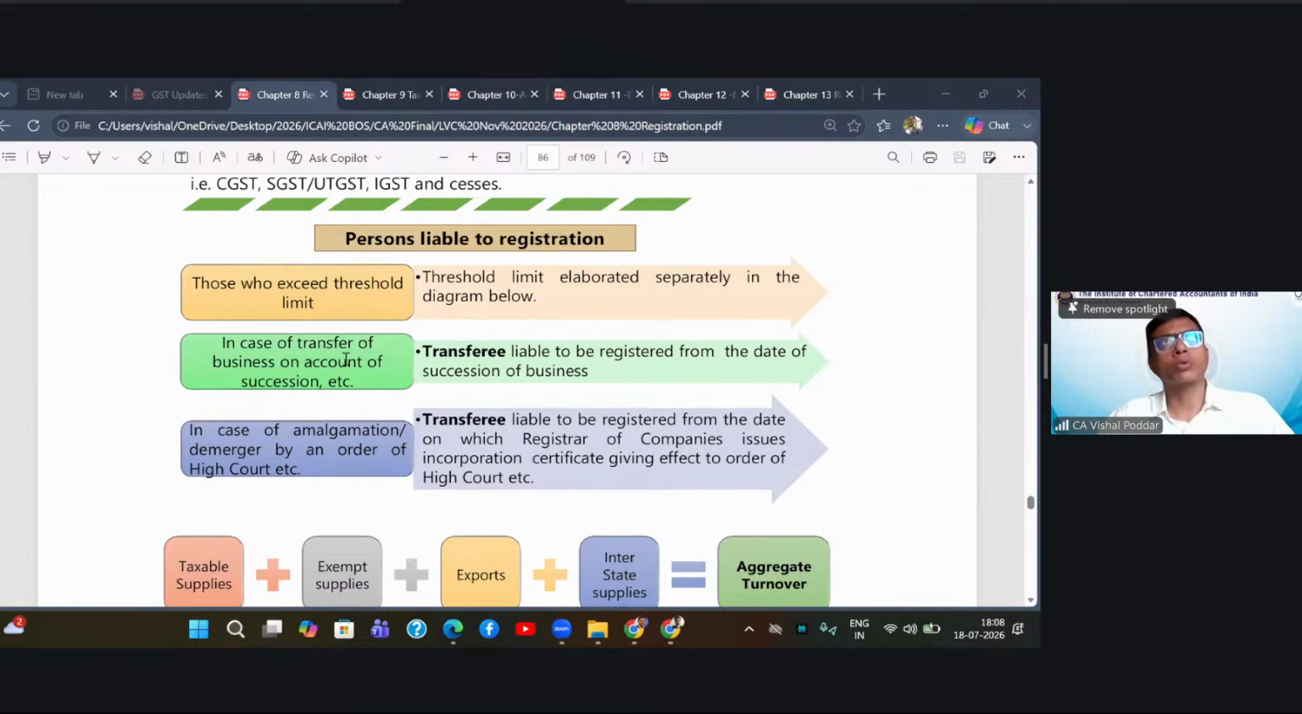However, when we go to section 24 cases, you will find that in those cases, even though you have not crossed the turnover threshold, still because of the specific transactions or the specific activity in which you are engaged, you may be required to take registration compulsorily. That is what section 24 will provide.